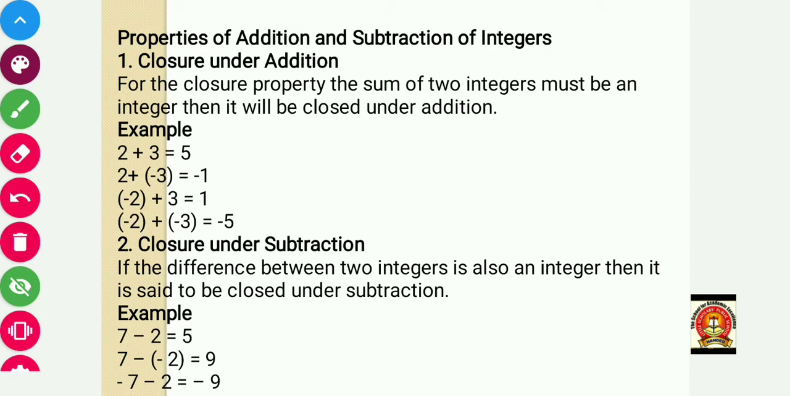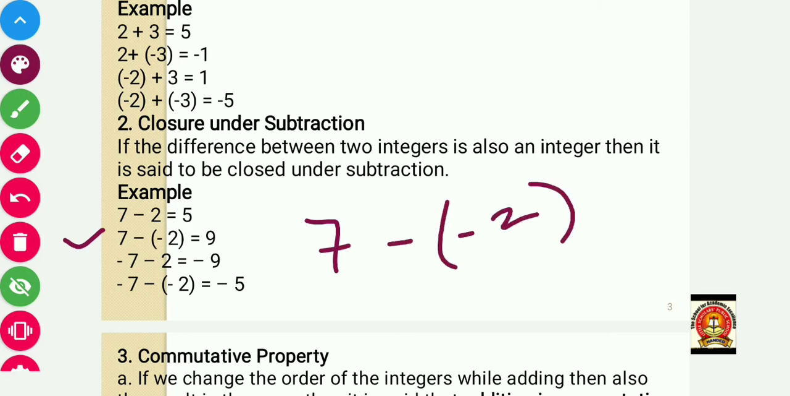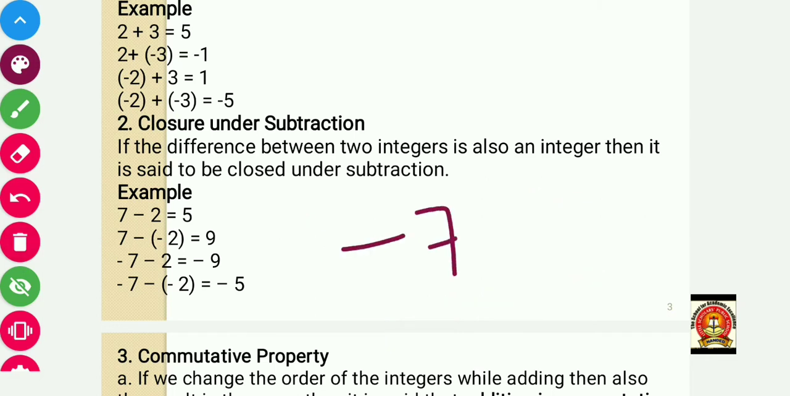Now we are having closure property under subtraction. Yes, if we are having two integers a and b, their difference is also going to be an integer. Like for example, we are having 7 minus 2, that's 5. Here in this example we are having 7 minus of -2. So this minus and minus will give the plus. So 7 plus 2, what will we write? 9.